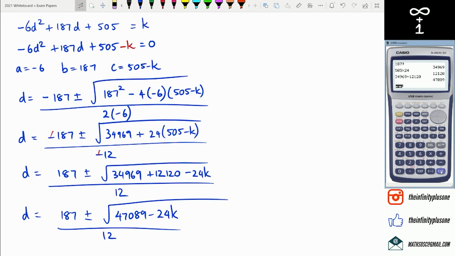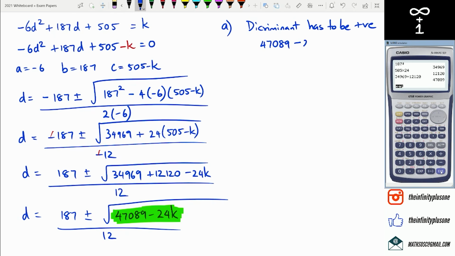Okay, so here's where we start kind of working around it. All right, now the first thing is that we know that the discriminant is inside here. And we also know that the discriminant has to be a positive value. So I'm going to write this down first. Discriminant has to be positive to get two solutions. We can actually say that 47089 minus 24k has to be greater than 0.